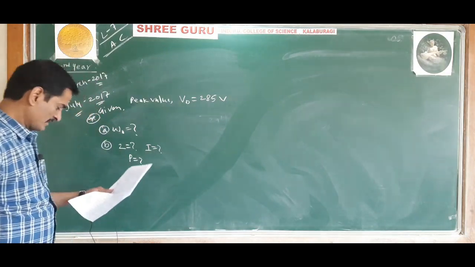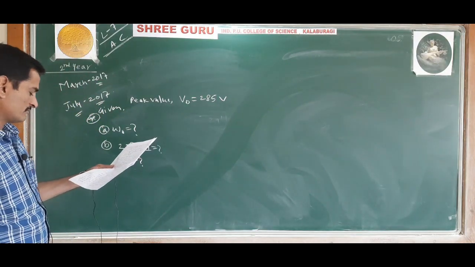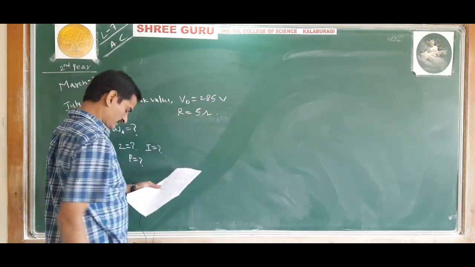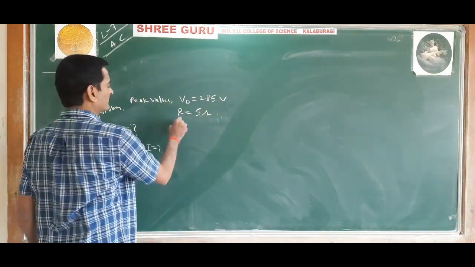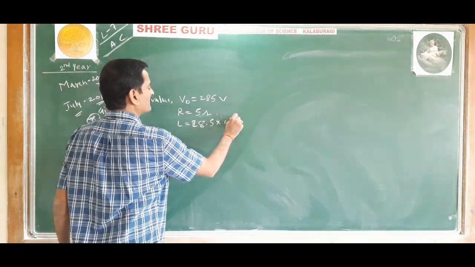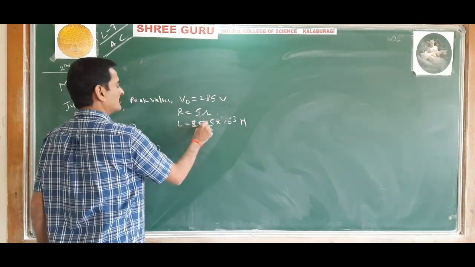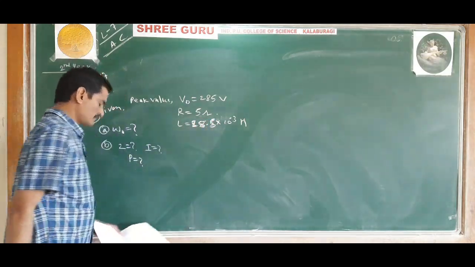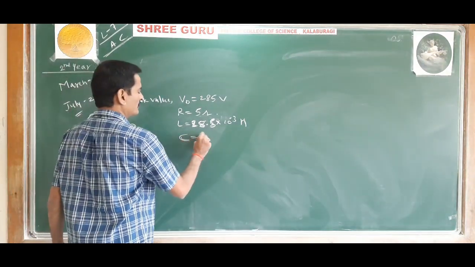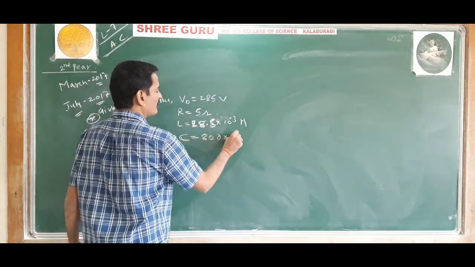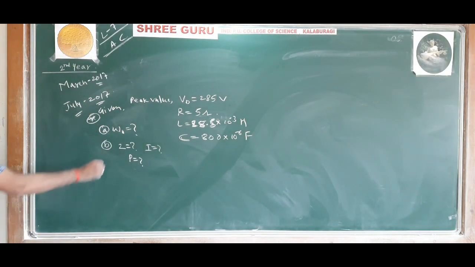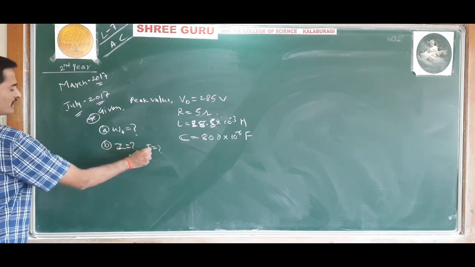It is applied to a series LCR circuit in which a resistor of resistance 5 ohm, so capital R is equal to 5 ohm. A pure inductor of inductance L is equal to 28.5 into 10 to the power minus 3 Henry, and a capacitor of capacitance C is equal to 800 into 10 to the power minus 6 farad are connected. Find the resonant frequency, and impedance, current and power.